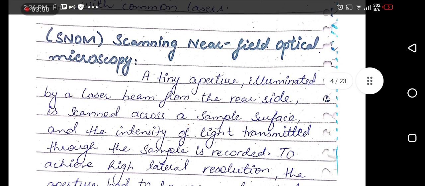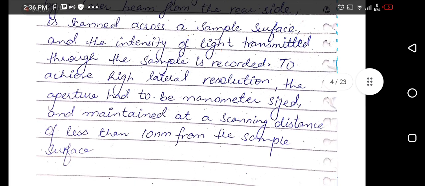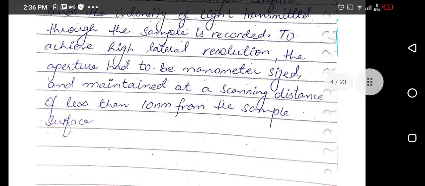Then we have scanning near field optical microscopy. A tiny aperture illuminated by a laser beam from the rear side is scanned across the sample surface and the intensity of light transmitted to the sample is recorded. To achieve high lateral resolution, the aperture has to be nanometer sized and maintained at a scanning distance of less than 10 nanometers from the sample surface.